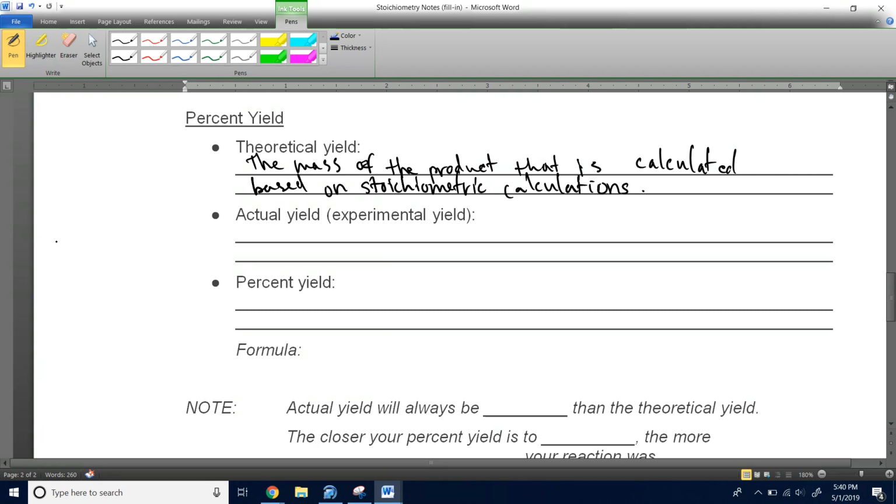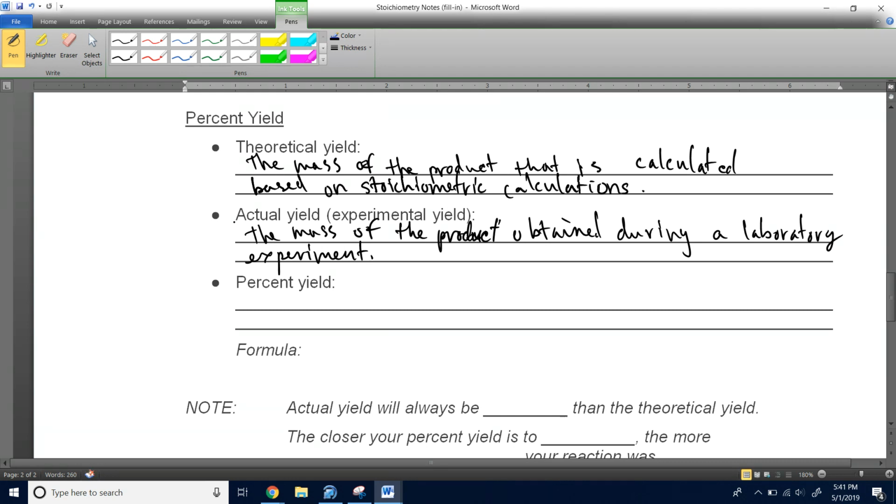Okay, actual yield or experimental yield is what they receive in an actual reaction. It's the product that they make. So this is the mass of the product that's actually obtained during a laboratory experiment. All right.